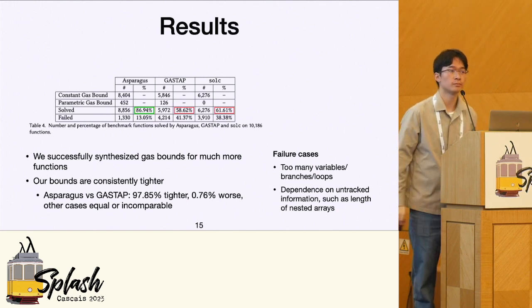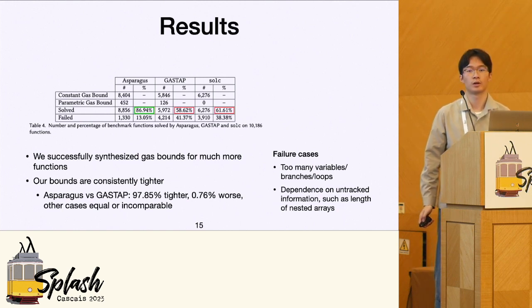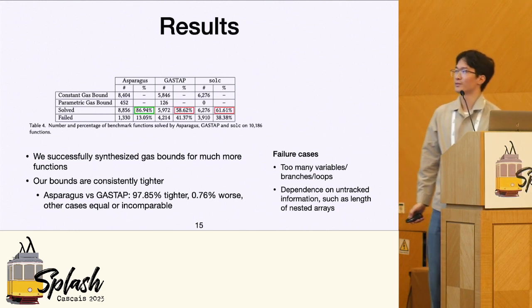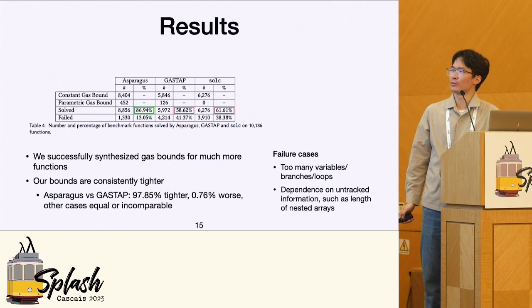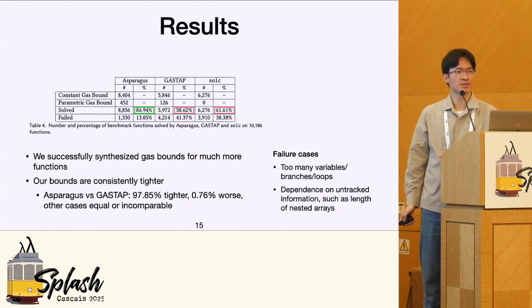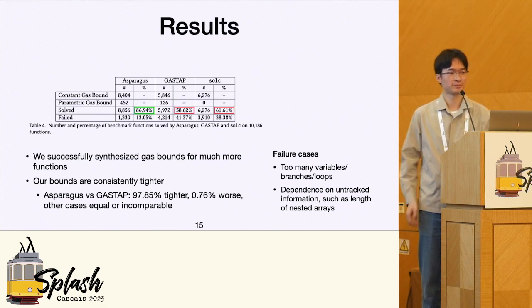Just one more. Did you measure the performance of the constraint solving? Like how long it took to just solve the constraints? So in reality, we just set a timeout. We set a timeout of only 10 seconds. And GASTAP also uses a 10-second timeout, so it's a fair comparison. If we had more time, we might solve more cases. Okay, thanks.